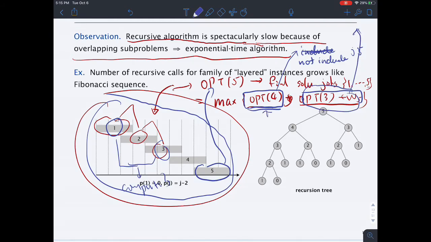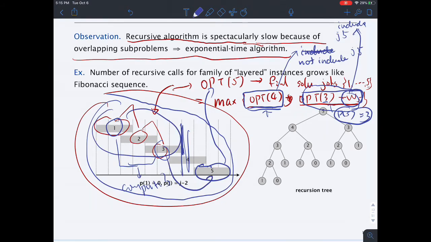The second case is that I include job 5. In this case, I collect my reward for job 5, and then I look at P of 5, which is 3. P of 5 is the largest index that's compatible with 5. The numbers 1, 2, 3 are all compatible with the fifth one, so P of 5 is 3. This is OPT3. And OPT4, how can I solve this?